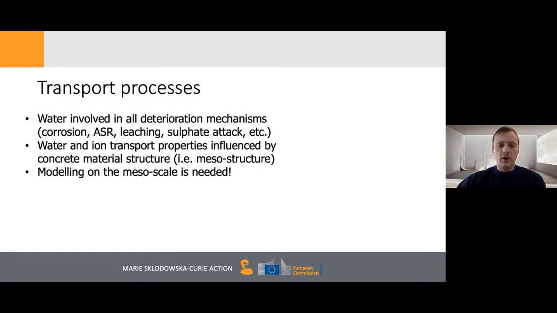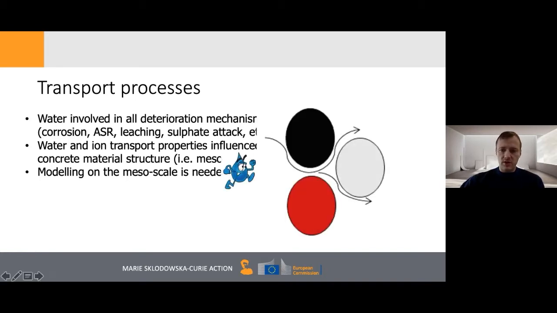If you look at the millimeter to centimeter scale, we call this the mesostructure, where we can distinguish between large aggregates and the mortar matrix. So if we want to see how this affects the transfer processes, we need to look at what we call a mesoscale. This is a scale where we can distinguish between aggregates, which are generally not porous, and the matrix, where the pores are and through which the moisture transport takes place.